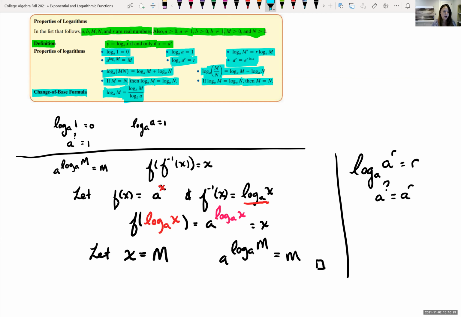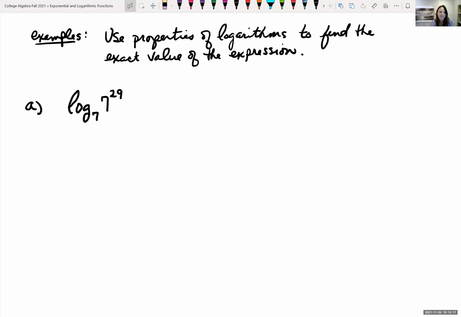Okay, so a lot of different properties. So let's look at these properties and do some examples. Our example says use properties of logarithms to find the exact value of the expression. We have log base 7 of 7 raised to the 29th power. So again, we're thinking, what are we raising our base 7 to, to get back this 7 raised to the 29th power? Well, we would have to raise 7 to the 29th power to get that back. And so this is equal to 29.